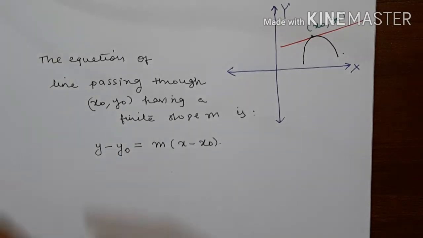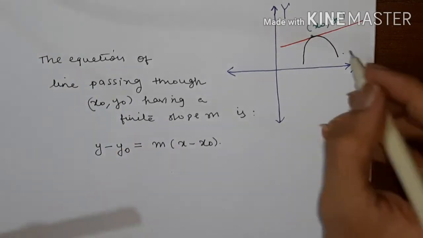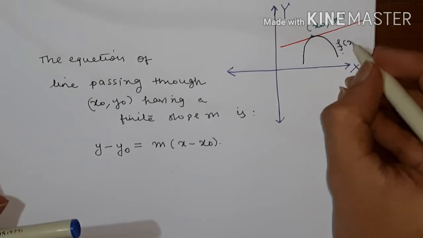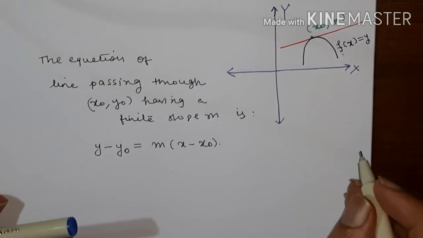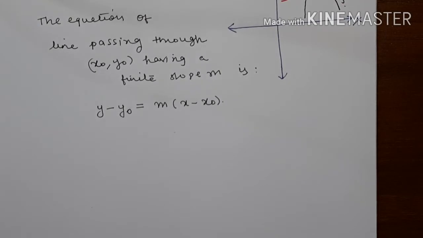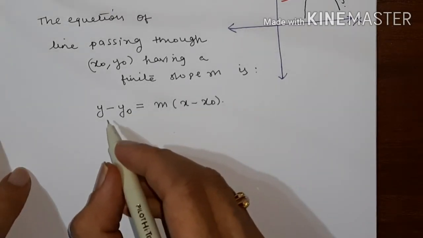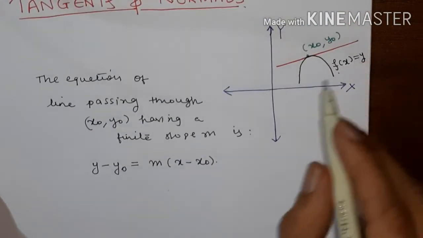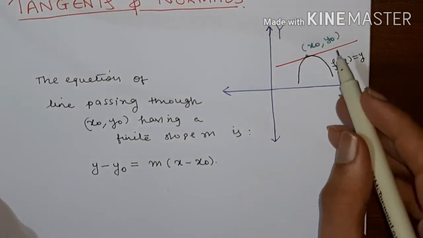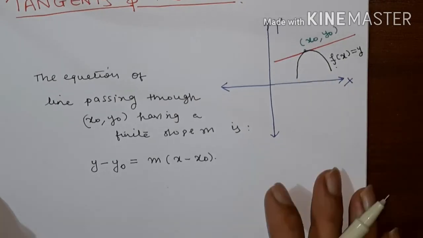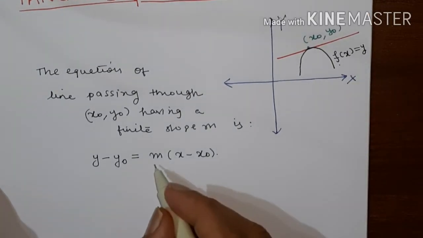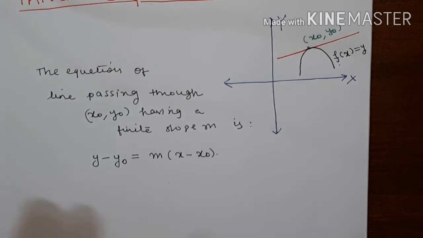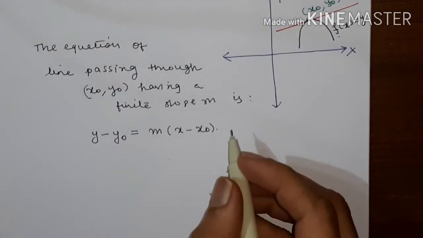Now let us call this curve f of x equal to y. Then the equation of the tangent will simply be the equation of this line. The equation of this tangent here will be nothing but the equation of this line. But the question is, what is the slope then? What is the slope of this red tangent?